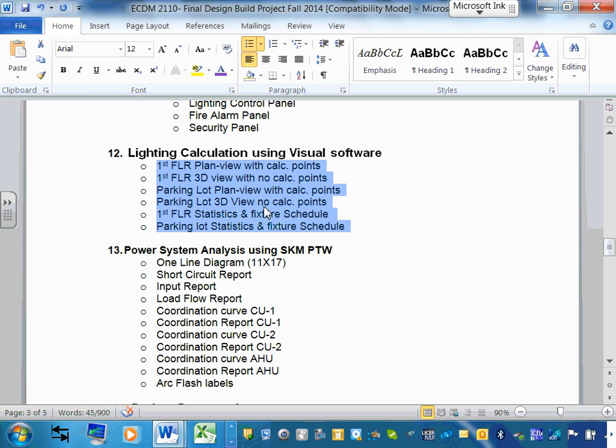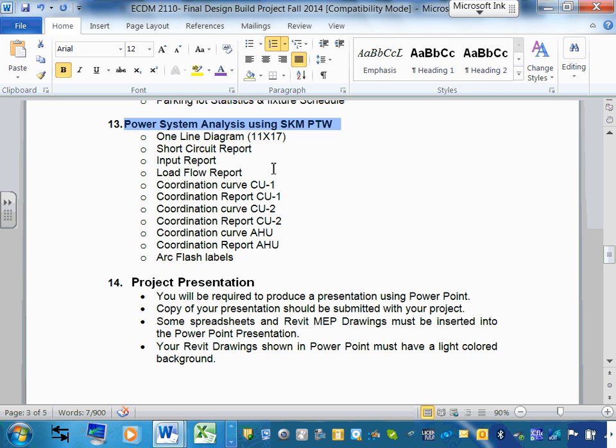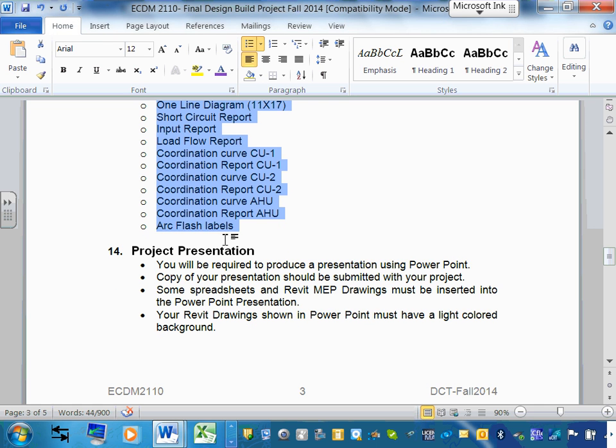Am I making sense, guys, with all these softwares? Every software that you use has an outcome and something you need to print from it. Here's power system analysis. When we do power system analysis, what do I need you to print from it? All these documents, I want you guys to print them: one line diagram, short circuit, input, load flow, coordination curves for the cooling units as well as the air handling unit, and curves and reports, as well as arc flash label. You guys saw, we were looking at the arc flash label there. These are what you need to print.